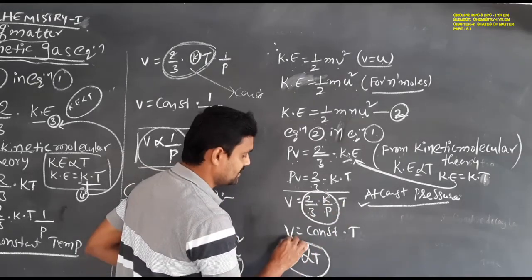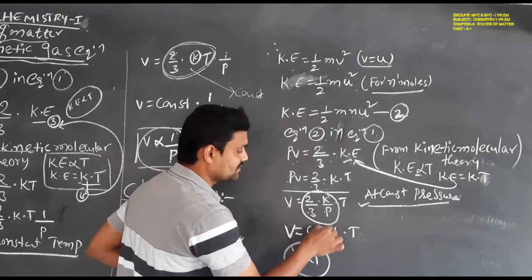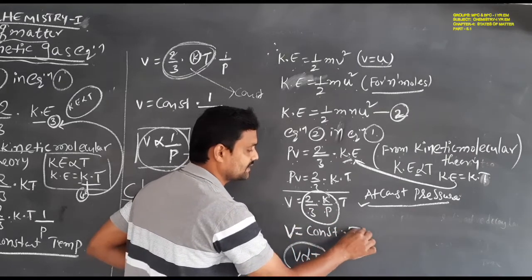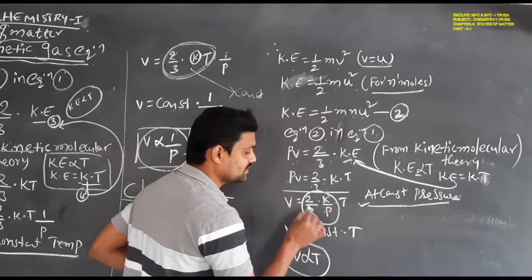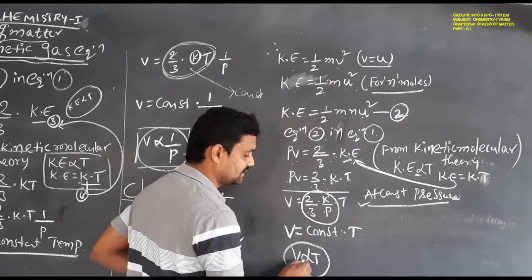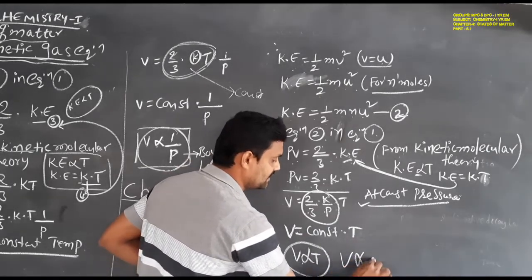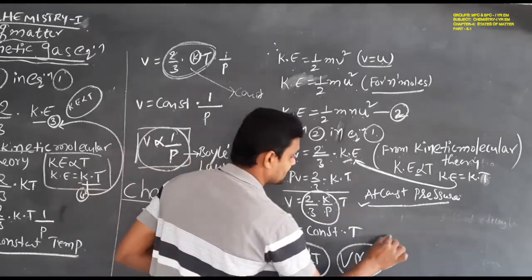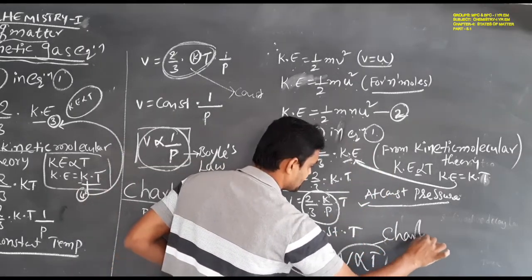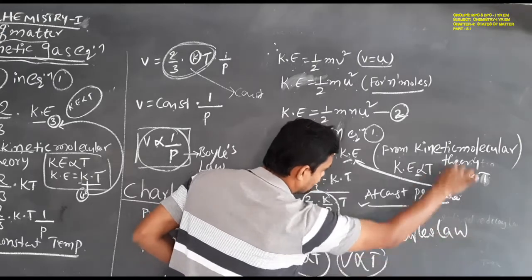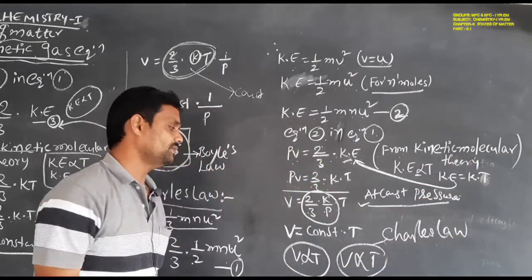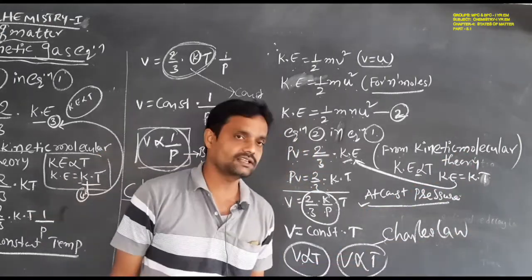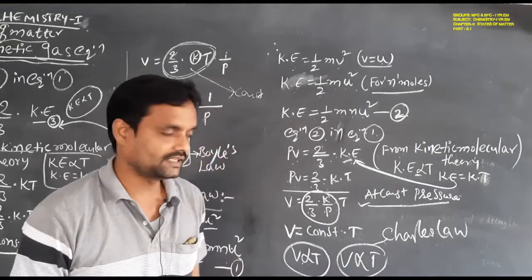So V equals constant into temperature T. When the constant is removed, we get the proportionality. So V is proportional to T. So this is our Charles law. Charles law means volume is directly proportional to the absolute temperature.